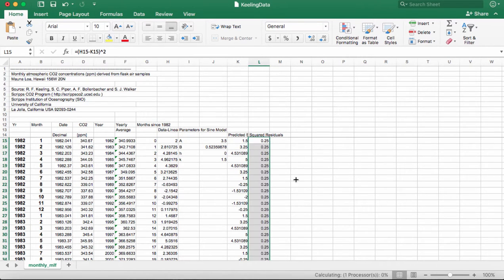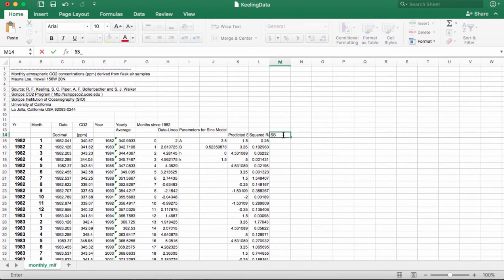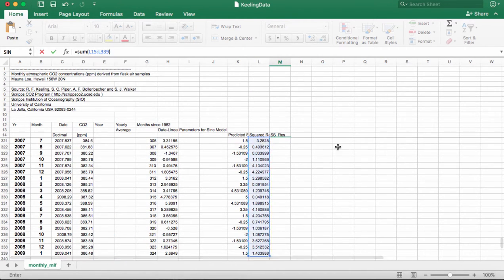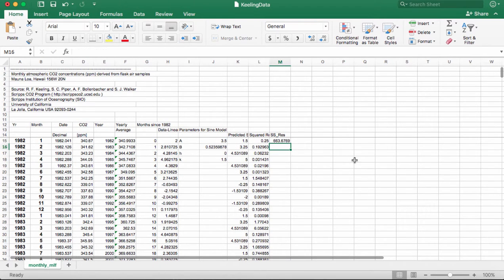And I can double click to take that all the way down. And now if I take the sum of all those squared residuals, I should have all of that data that I'm summing up. And right now it's at 663. Not too bad, but we remember from class that Solver can get it even smaller for us.